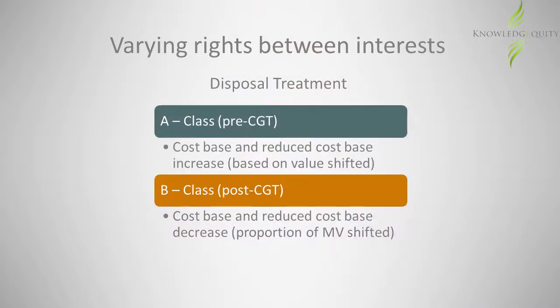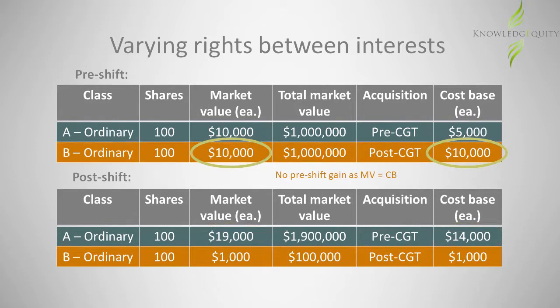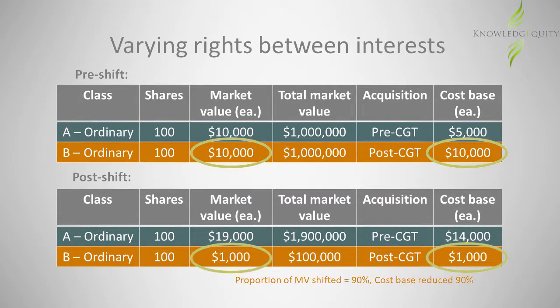However, under the value shifting provisions, it is likely that disposal treatment applies, given that Henry has shifted value from a post-CGT asset to a pre-CGT asset. The cost base and reduced cost base of Henry's A class shares would increase based on the value shifted. As there was no pre-shift gain for the down interest, the cost base and reduced cost base of Henry's B class shares would decrease in line with the proportion of market value of the down interest shifted.